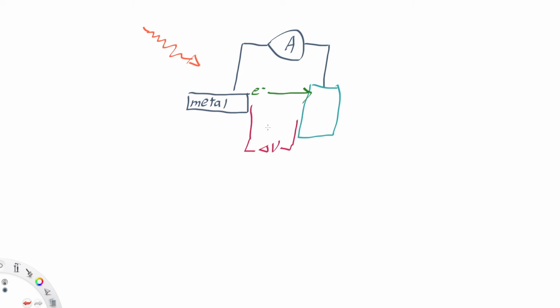And if you increase the voltage that it has to travel across, you'll eventually stop any electrons from reaching the screen. There will be no current. Right? So you can get a stopping voltage. That's what it's called.